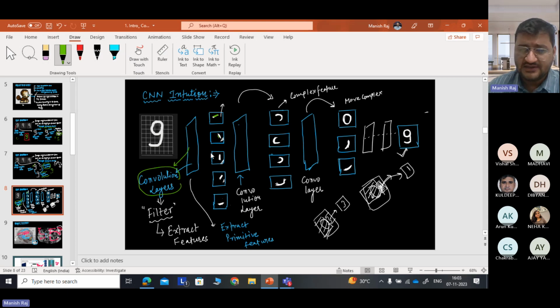Yes or no? You can say, sir, we can use this as a filter. Yes, as a filter. It means you are trying to find the primitive features, so you can say we are trying to extract the features with the help of the filter. So the convolution layer can work as a filter, or you can say it extracts the features.